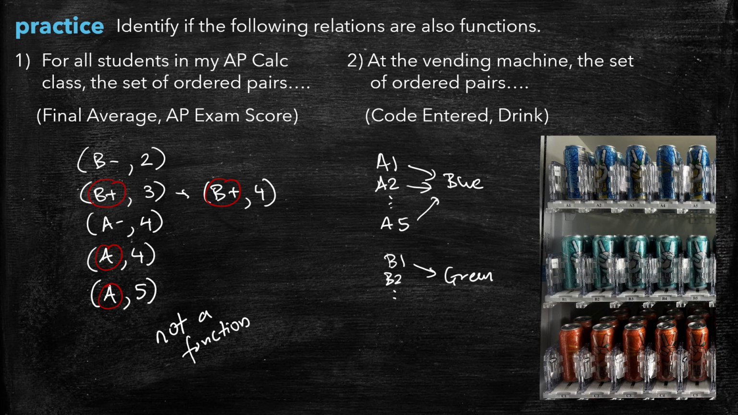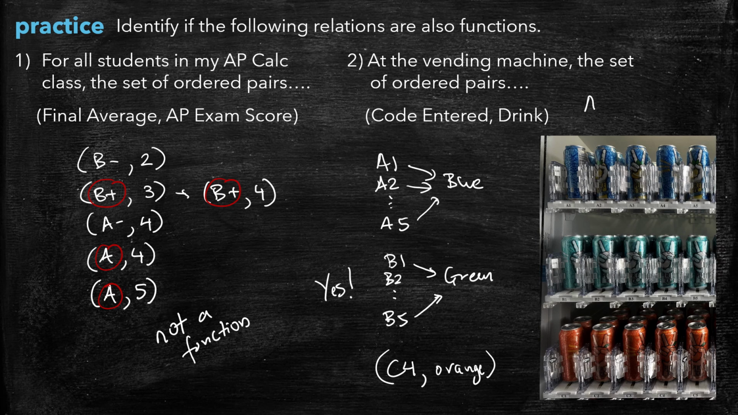B2, I won't do all of them, B5 gives green, and let's just pick C4. If I want to write it as an ordered pair, I got C4 delivering orange. As you can see, there's no repetition of the inputs, and so therefore this is a function. Yes, it's a function. In some ways, for a vending machine, you want it to be a function, because imagine if it wasn't.